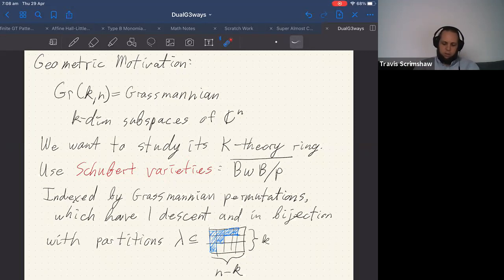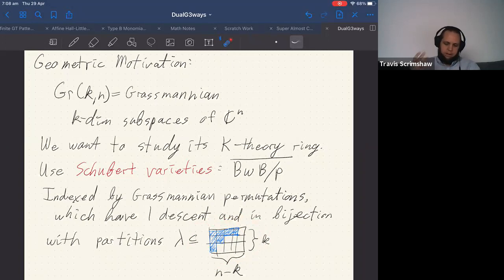And these are in bijection with partitions that fit inside of a k by n minus k rectangle. Here is an example, and a partition is just some bunch of boxes that's pushed into the upper left-hand corner as much as possible.